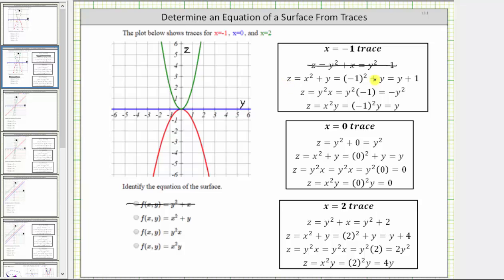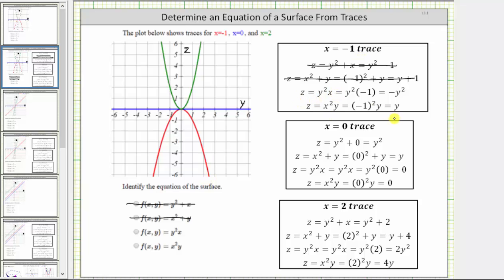Next, we have z equals y plus 1. This would be a line with a vertical intercept of 1 and a slope of 1, which is also not graphed, and therefore the surface cannot be the second function of z equals x squared plus y. Next, we have z equals -y squared. This is a parabola with the vertex at the origin opening downward, which is graphed here in red, and therefore the surface may be from the equation z equals y squared x.